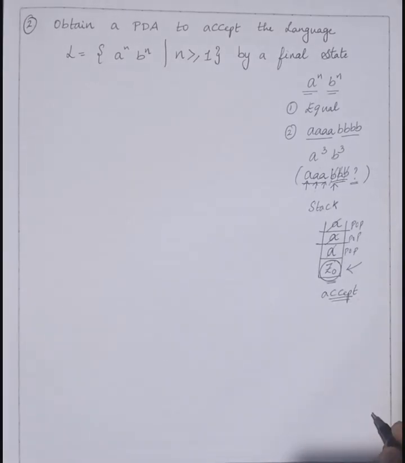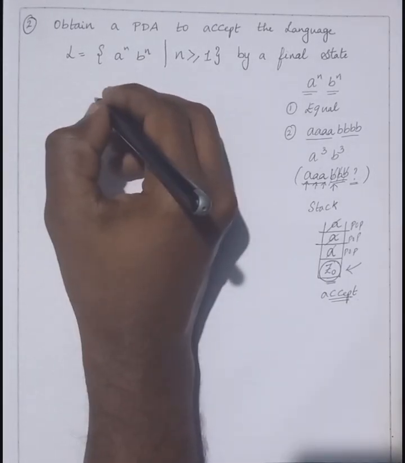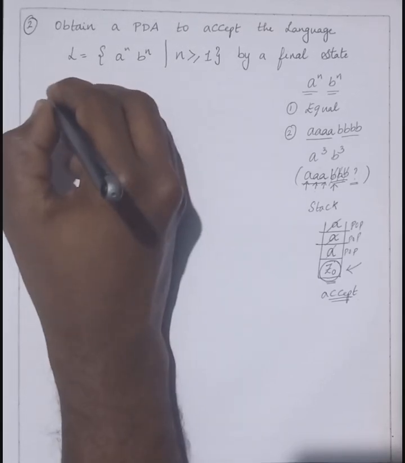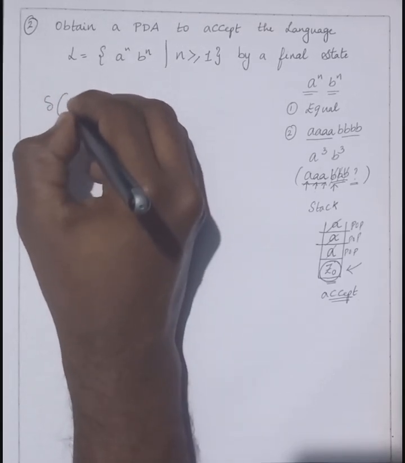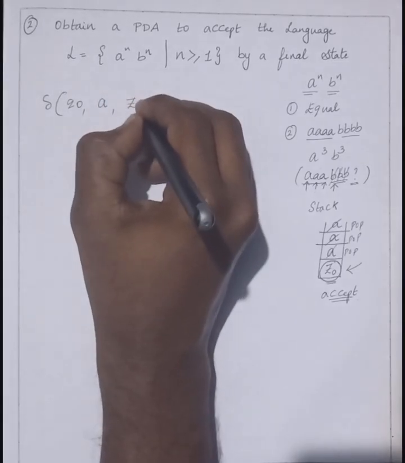Okay, so let me now do the same problem in terms of PDA transitions. Already we know our PDA transitions have three things: state, input and the stack. So we'll start like this. We'll start with the first transition, that is Q0, a is the input, and we have an empty stack.